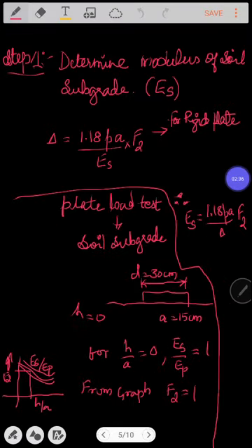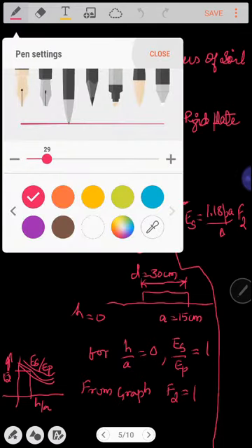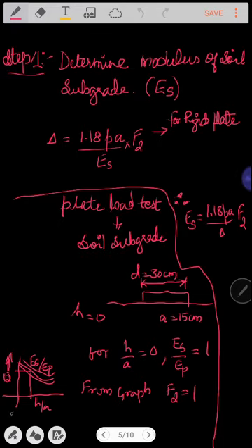So with the help of that graph, along the y-axis there is a variability of F2, and along the x-axis there is a variability of H upon A, and with the help of these curves of ES upon EP, it is very clear to us that whenever the value of H is equal to 0, because the thickness of the pavement over the soil subgrade H happens to be equal to 0, H upon A, that is 0 upon 15, where A is nothing but the radius of the rigid plate, 0 upon 15 is equal to 0.